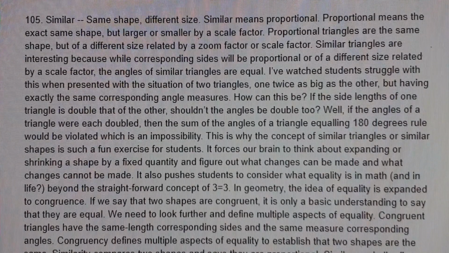I've watched students struggle with this when presented with the situation of two triangles, one twice as big as the other, but having exactly the same corresponding angle measures. How can this be? If the side lengths of one triangle are double that of the other, shouldn't the angles be doubled too? Well, if the angles of a triangle were each doubled, then the sum of the angles of a triangle equaling 180 degrees rule would be violated, which is an impossibility.